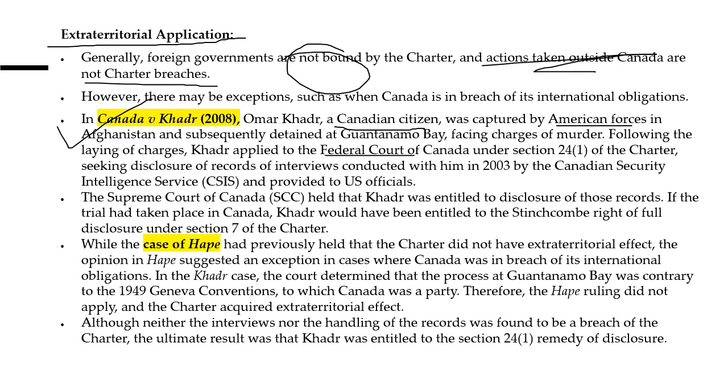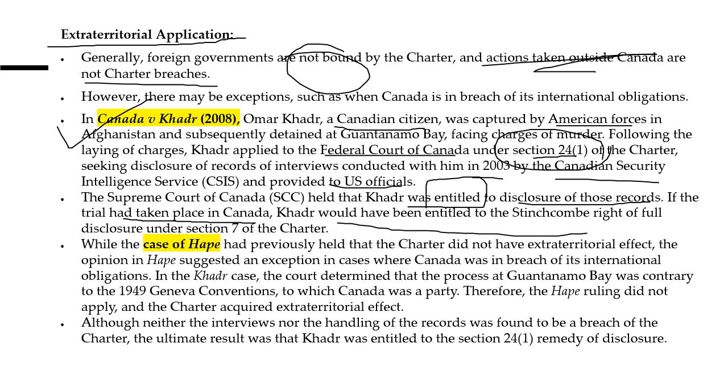So Khadr applied to the Federal Court of Canada under Section 24, which is for remedies, seeking disclosure of records of interviews that were conducted with him in 2003 by the Canadian Security Intelligence Service and provided to the US. The Supreme Court of Canada held that Khadr was entitled. He had the right to disclosure of those records, being a Canadian citizen. No matter that he is on foreign land, had the trial taken place in Canada, Khadr would have been entitled to Stinchcombe full disclosure under Section 7.